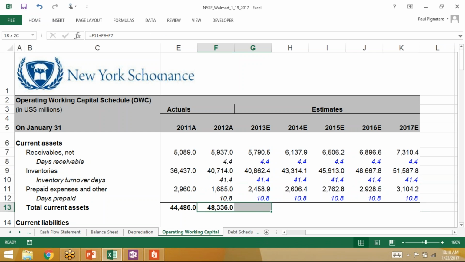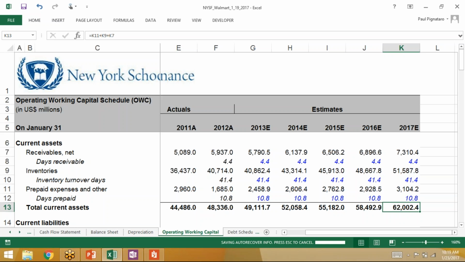Okay, so this is what you should have for total current assets. How did you just link the three previous things from the balance sheet for historical? Yep. And make sure you have that. Let me know if you don't, if you want to look at numbers.